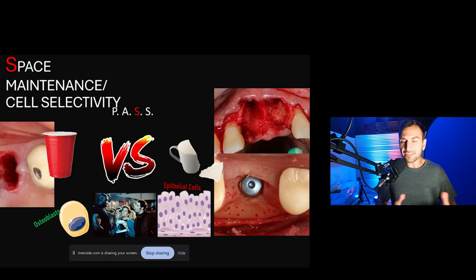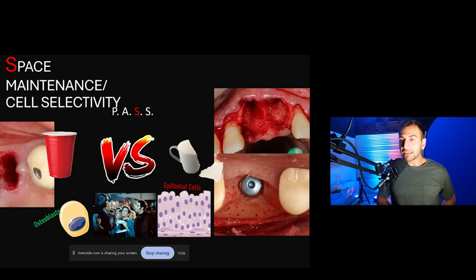And there's ways, if you have a broken socket, to help protect that space. And that's where membranes are a huge component in grafting. If you do tons of socket grafting and never use a membrane, you are getting crappier bone results, and you know it. You know it. Otherwise, you're lying to yourself, or you're the luckiest person in the world.